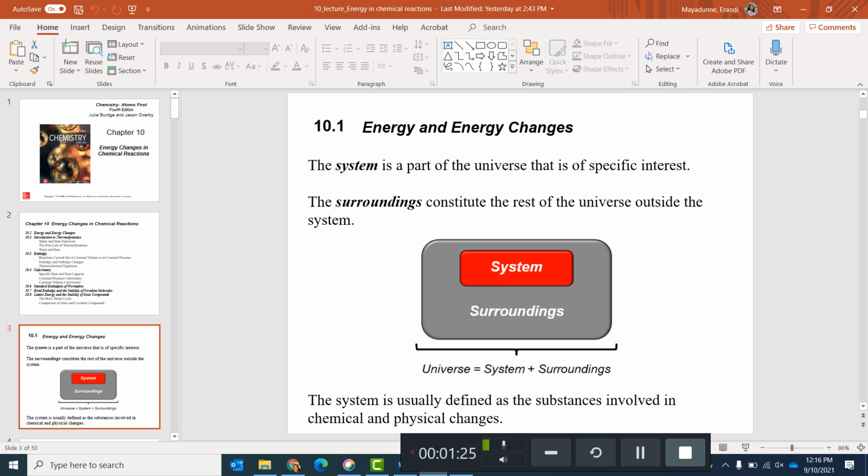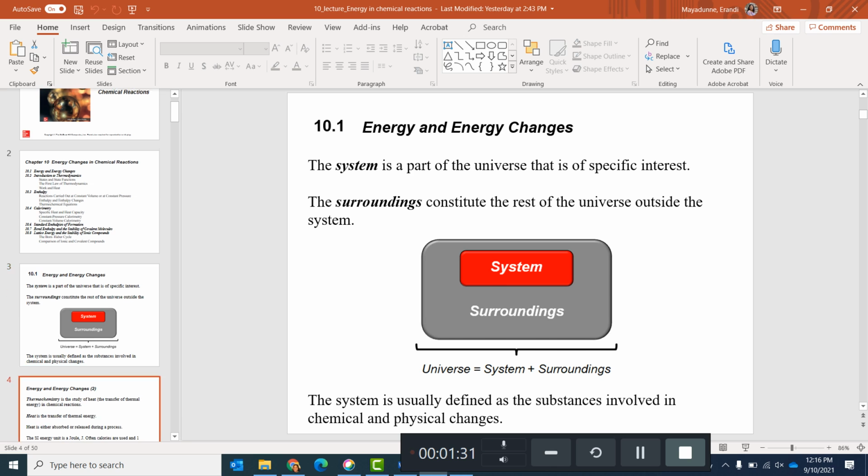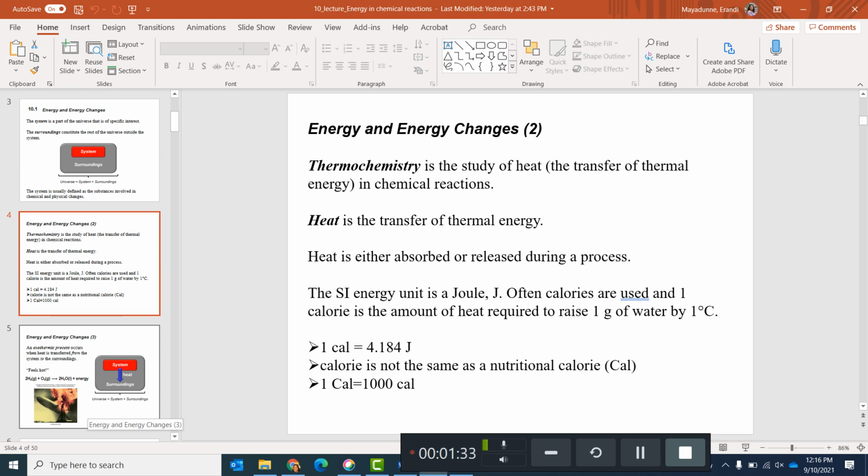The system is usually defined as the substances involved in the chemical and physical changes. Thermochemistry is the study of heat transfer. Heat is the transfer of thermal energy. Think about a closed water bottle. We study the heat transfer from system to surroundings or from surroundings to system.